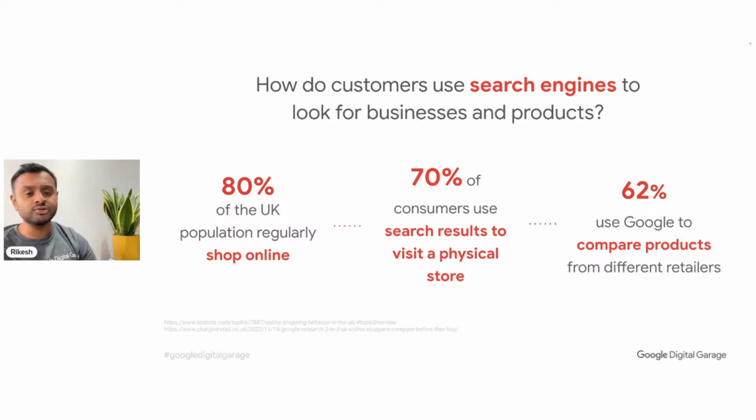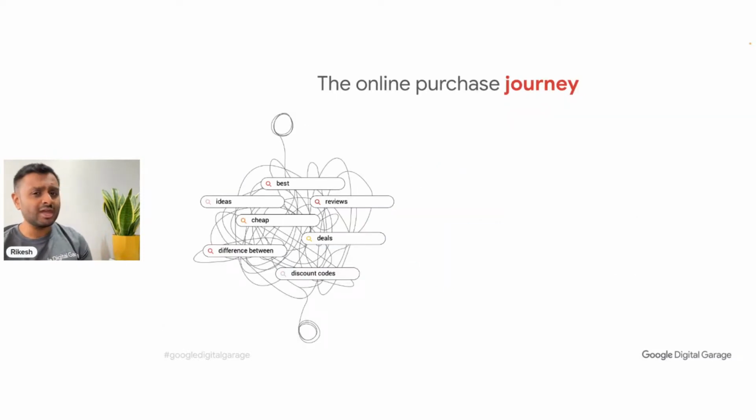Because of that last statistic, the 62% of consumers who use Google to compare products from different retailers, we've become more shrewd as consumers. We've become more intelligent, making decisions based on various factors that are at play. So with that in mind, I want to explain this in a little more detail when we talk about something known as a customer online purchase journey.